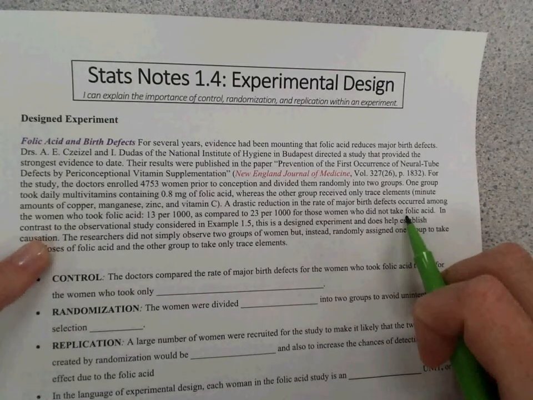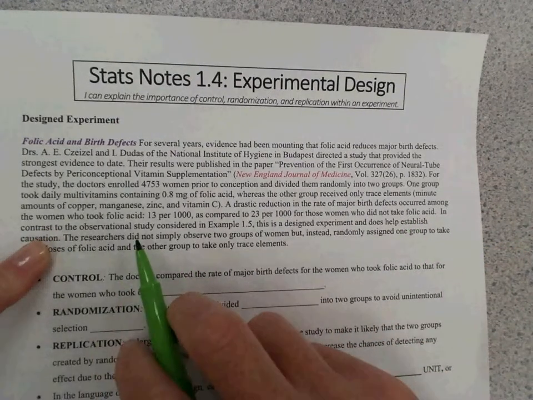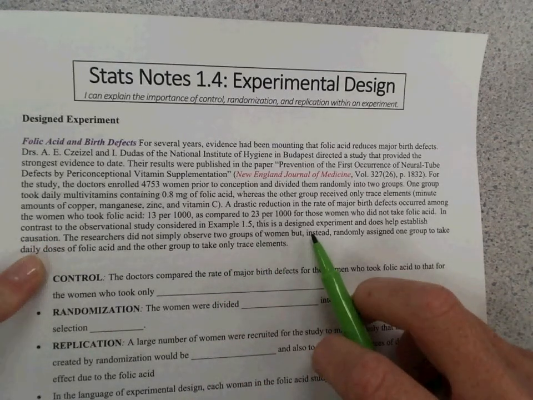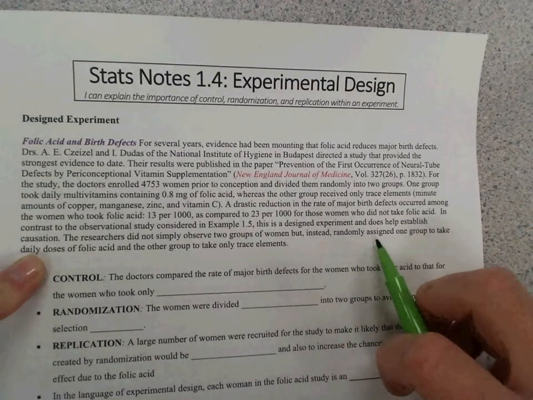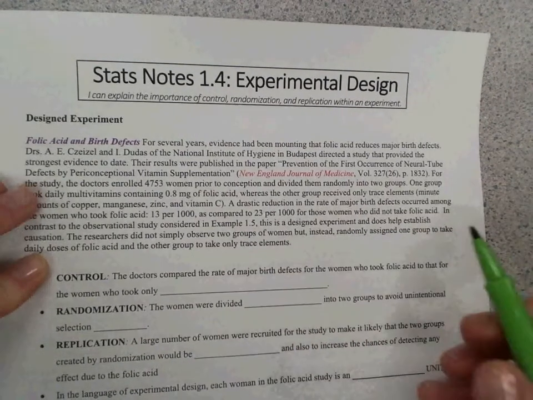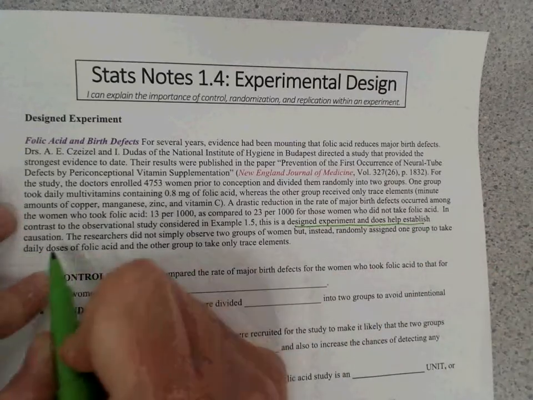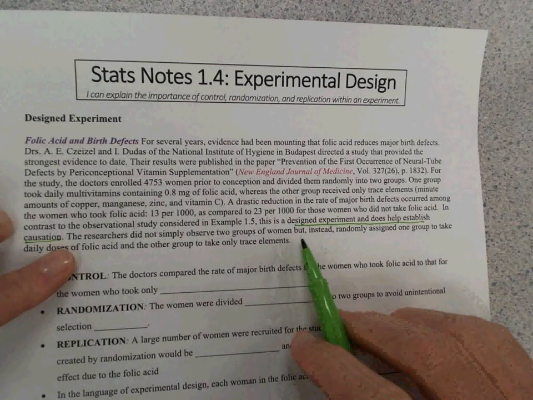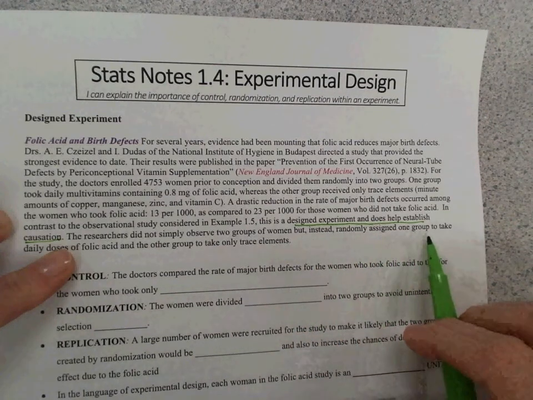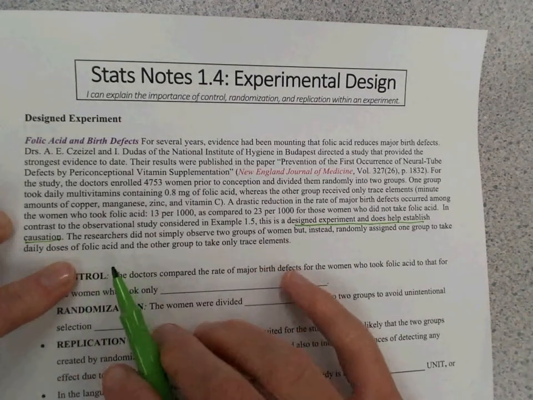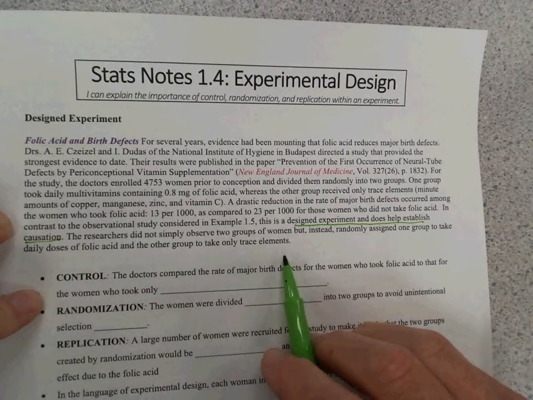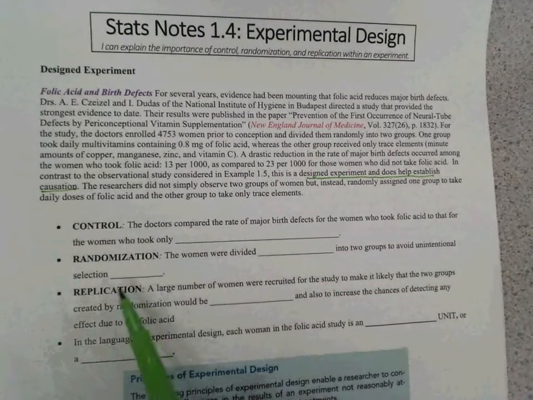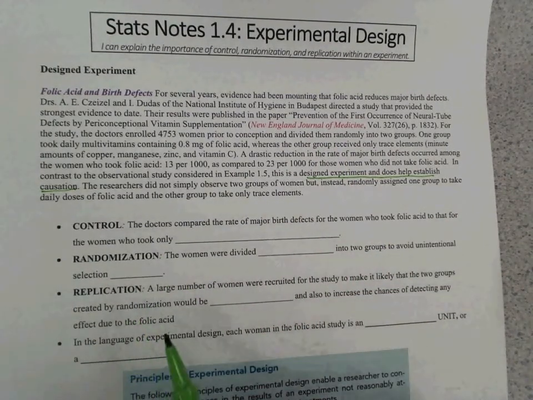In contrast to the observational study considered in example 1.5, this is a designed experiment and does help establish causation. The researchers did not simply observe two groups of women, but instead randomly assigned one group to take daily doses of folic acid and the other group to take only trace elements. So in this scenario, we're going to point out the control, the randomization, the replication.